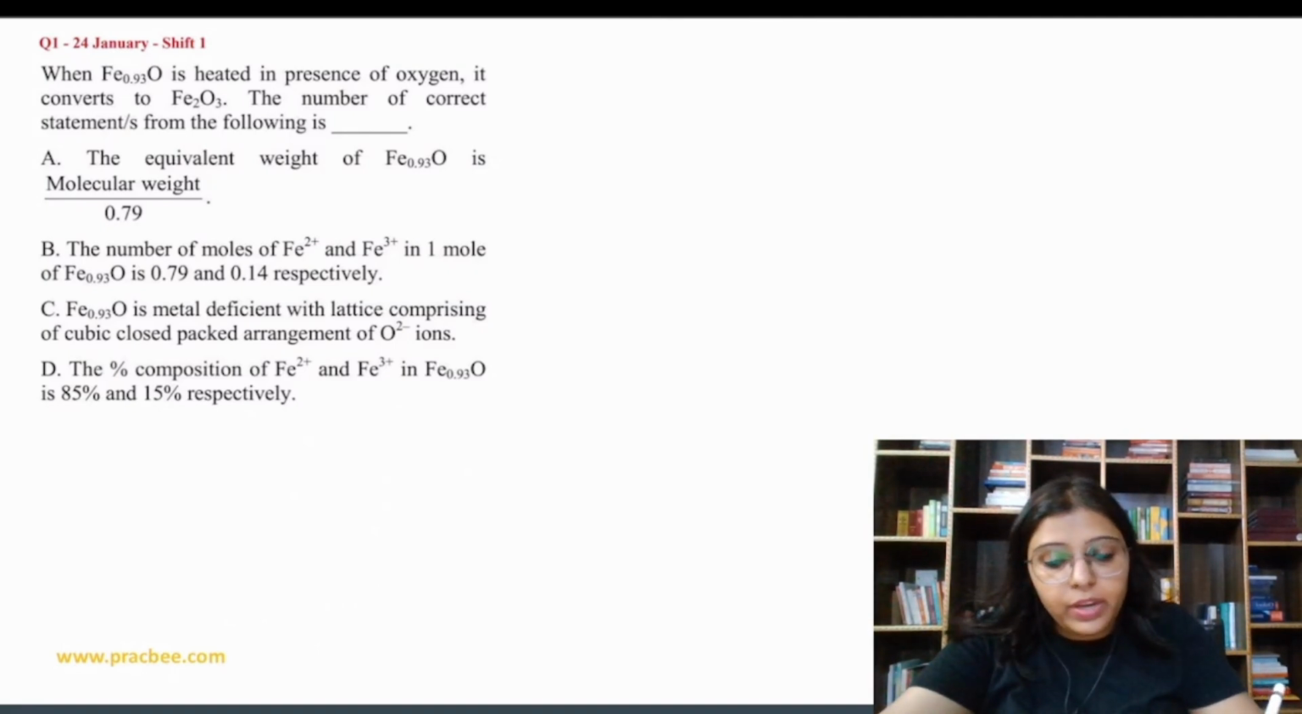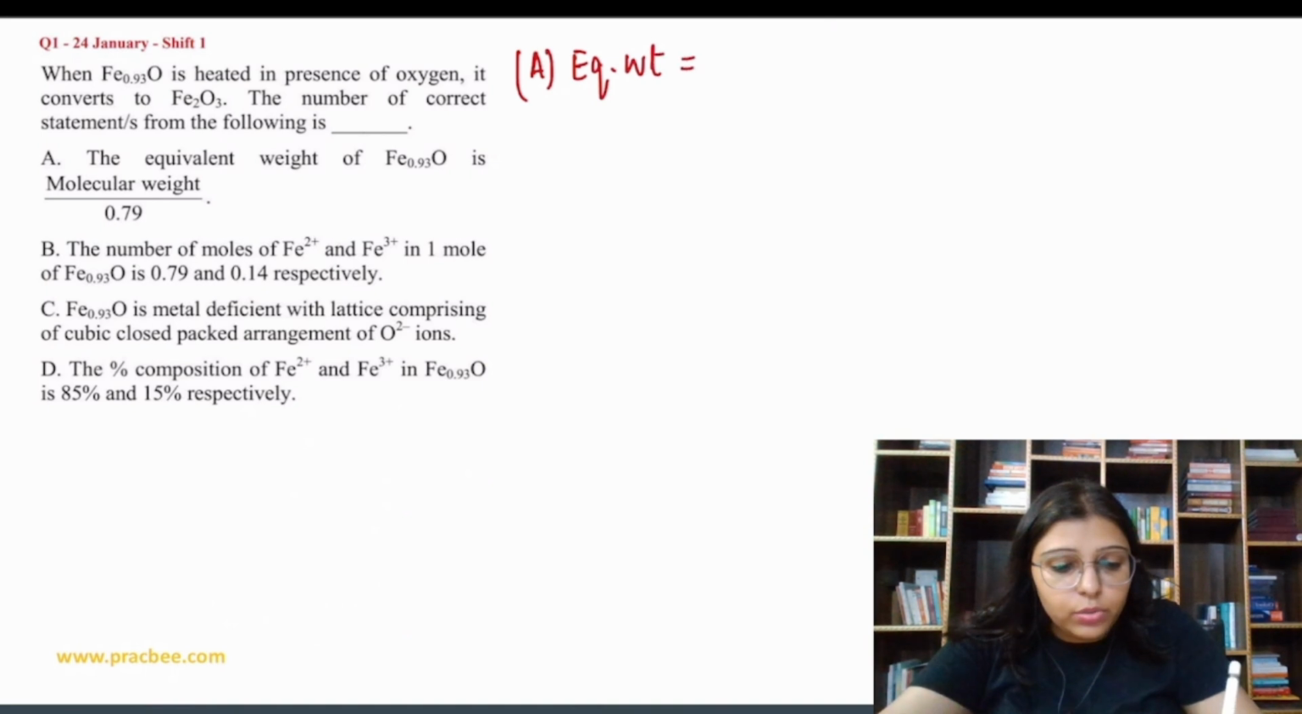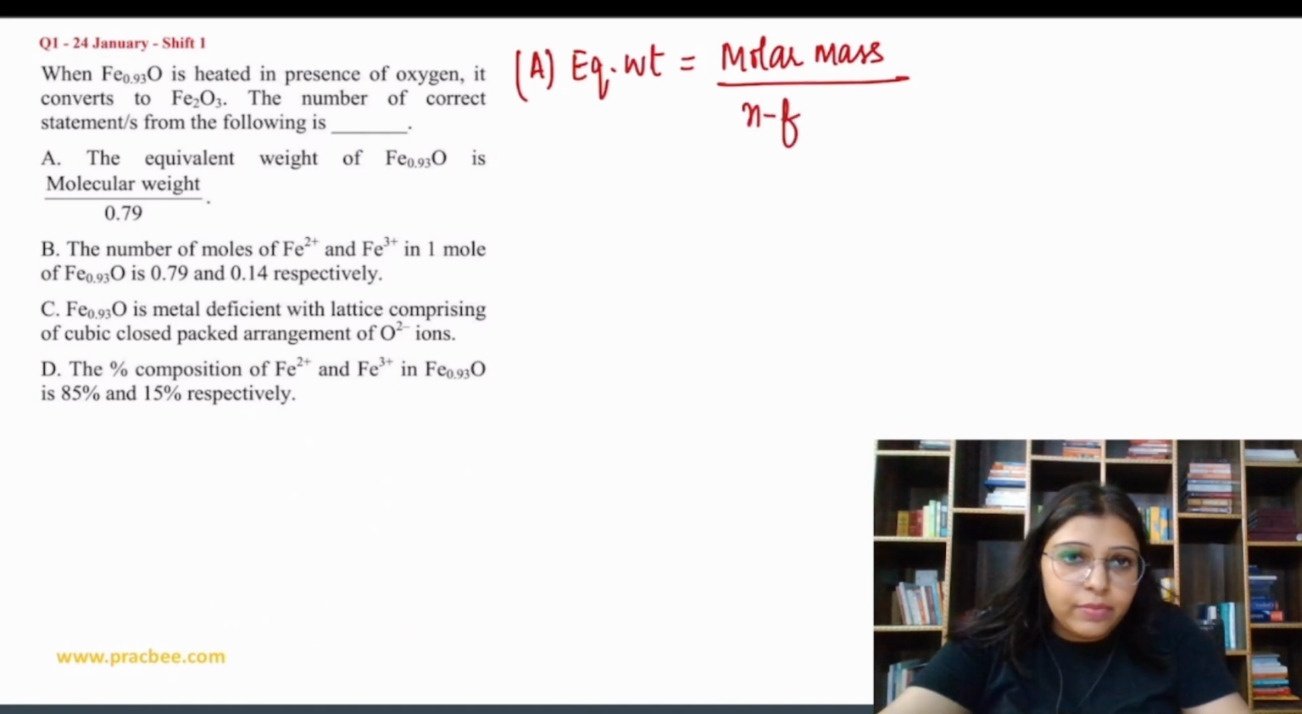Question number 1. When Fe0.93O is heated in presence of oxygen, it converts to Fe2O3. The number of correct statements from the following. Statement number 1: the equivalent weight of Fe0.93O is molecular weight divided by 0.79. We know that equivalent weight is equal to molar mass or molecular weight divided by n factor. So we have to find out the n factor.